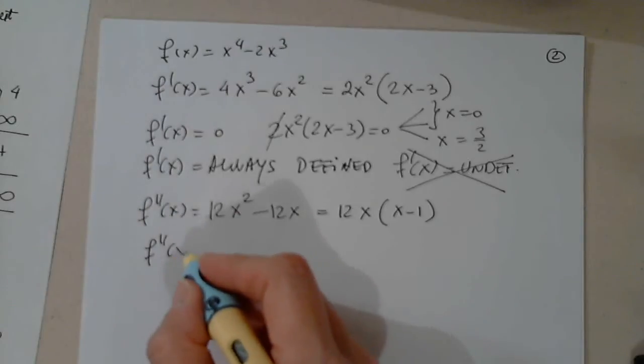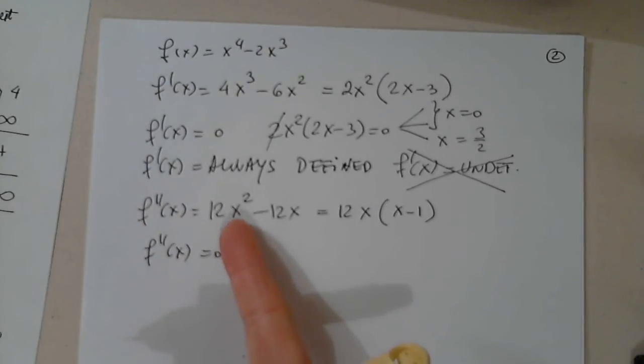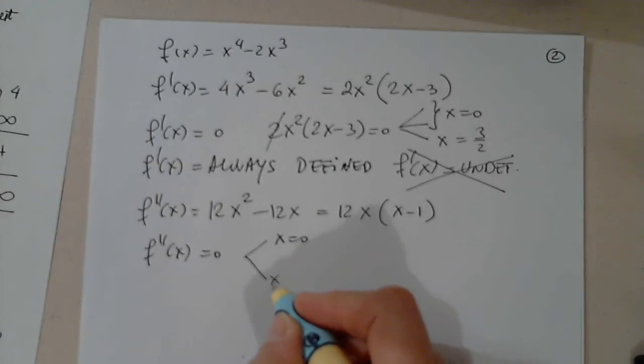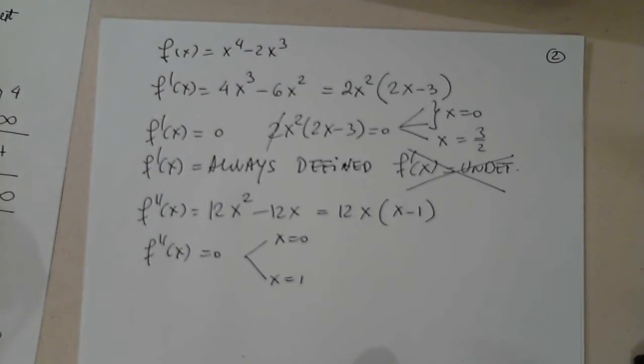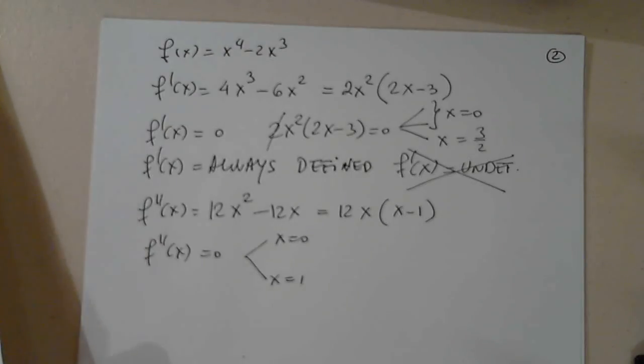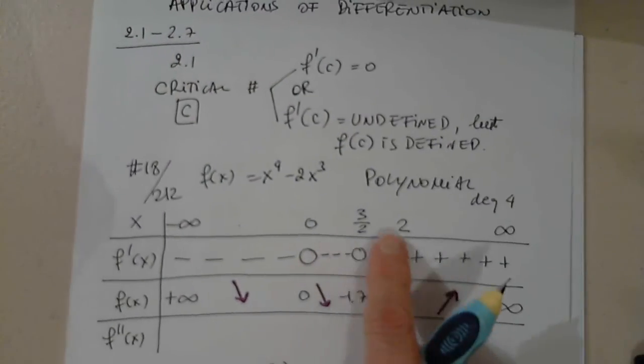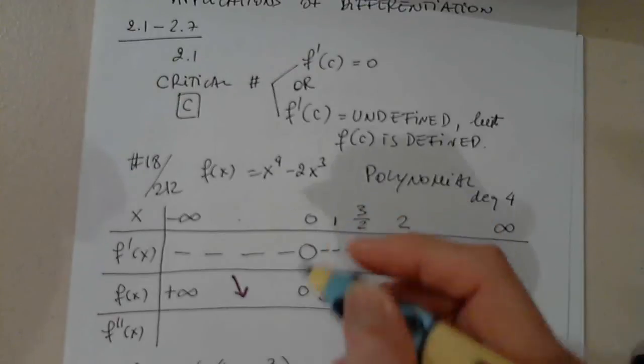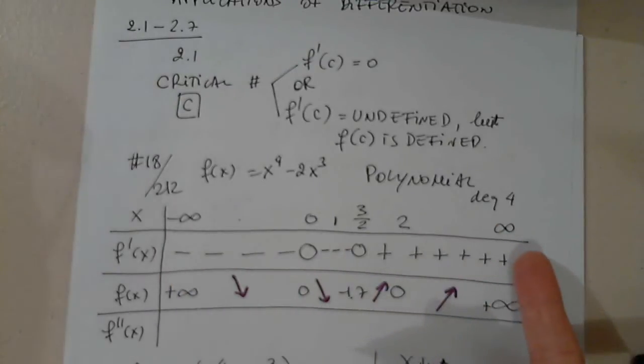So now the second derivative could be 0. Degree 2, I'm expecting 2 solutions, when x equals 0 or when x equals 1. Go back. Oops, it's kind of crowded here. I should rewrite my chart, remake my chart, because I have to squeeze 1 in here. Everything has to be in ascending order.